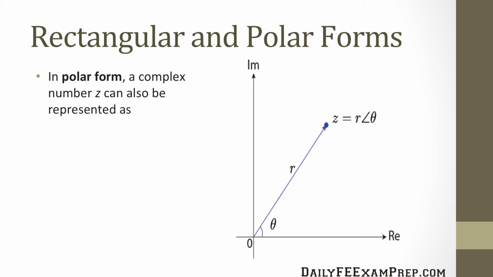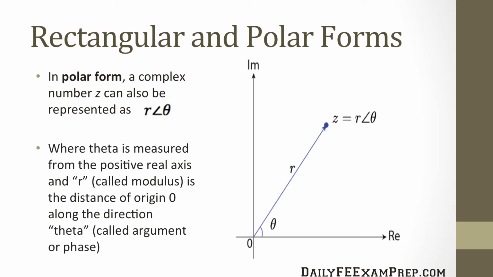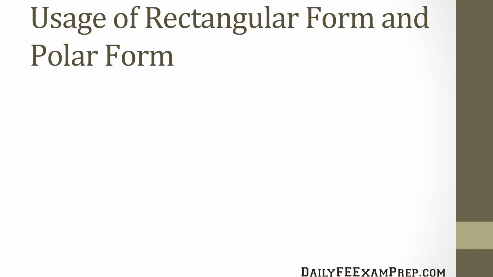In the polar form, a complex number z can also be represented as r angle theta, okay, where theta is measured from the positive real axis and r, called the modulus, is the distance of origin 0 along the direction theta, called the argument or phase.